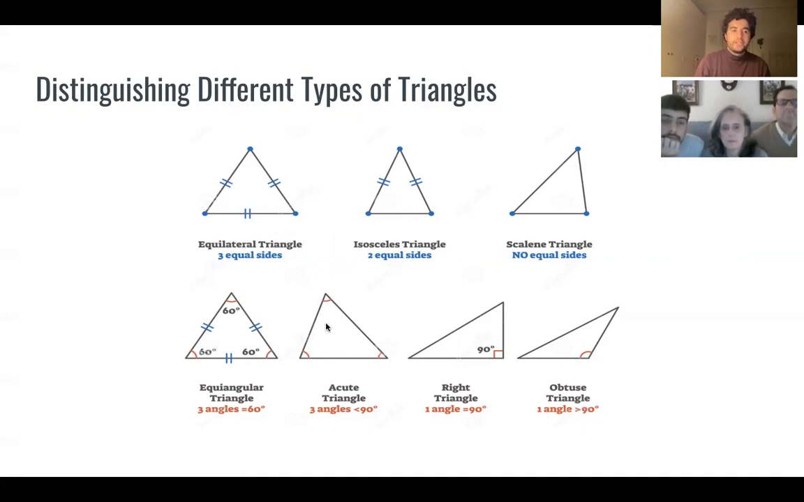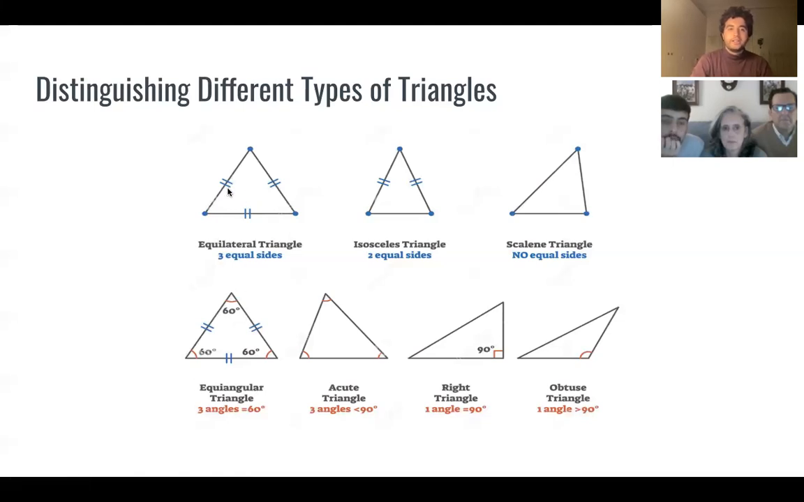Every triangle has 3 sides and 3 angles. Tri means 3. Therefore, a triangle has 3 angles. One also important thing to note is that in every triangle, the angles of the triangle add up to 180 degrees.